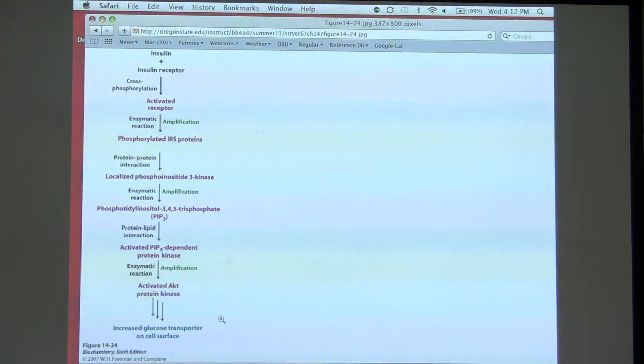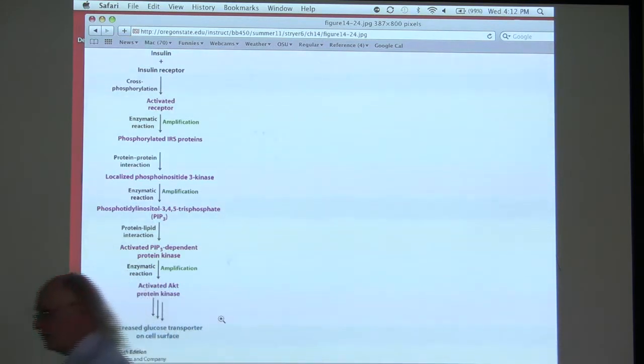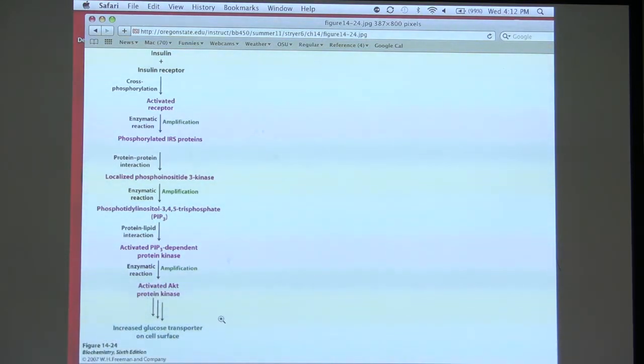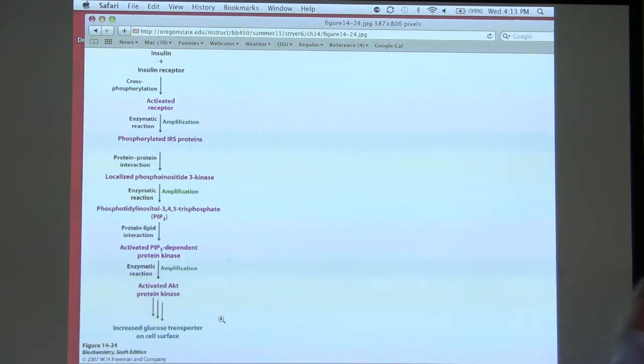So, what has happened? Insulin has stimulated the movement of glucose transporters to the cell surface, and what do glucose transporters do? They bring glucose into the cell. This is how insulin lowers blood glucose. They stimulate cells to move their receptors to the surface, take glucose out of the bloodstream, and put it into the cell where it can be built into glycogen, and thereby reduce the toxic effects of glucose. Make sense?